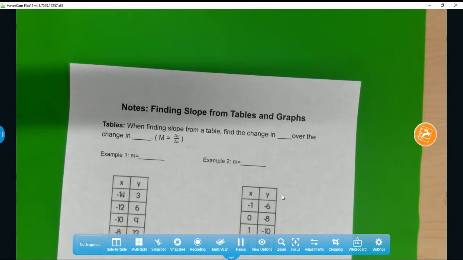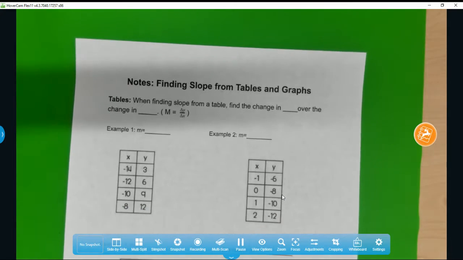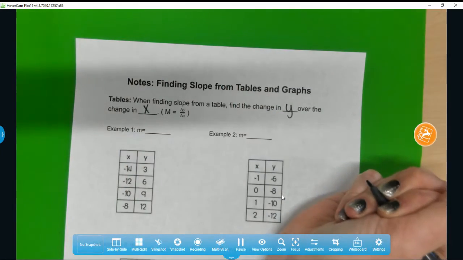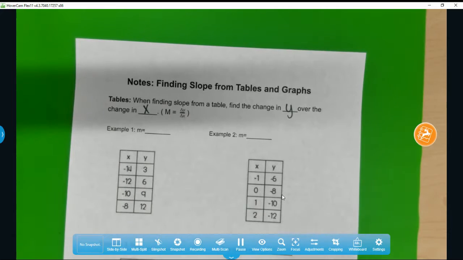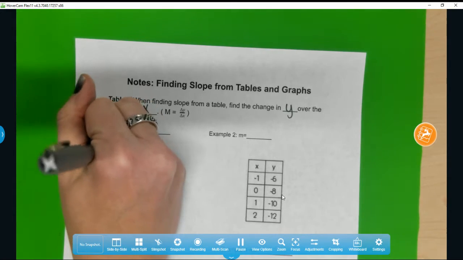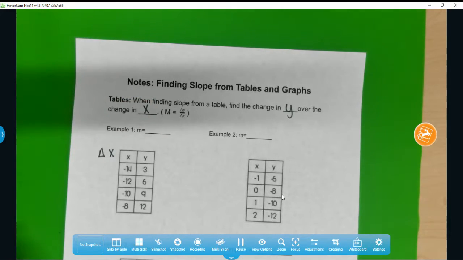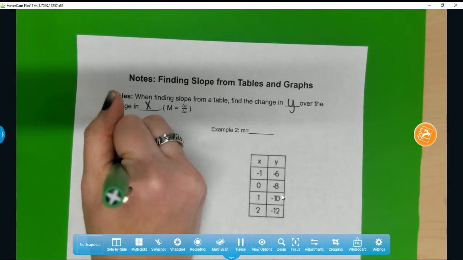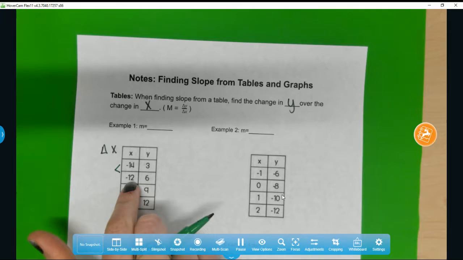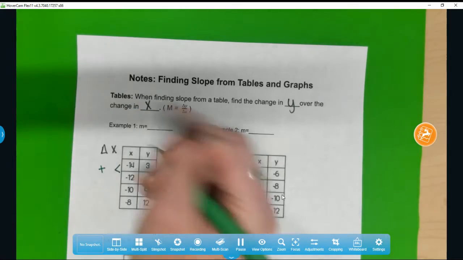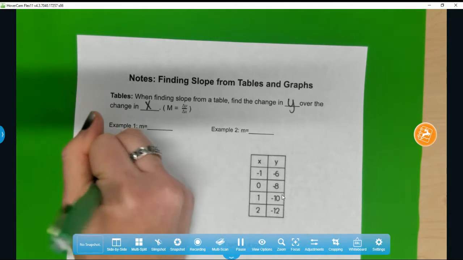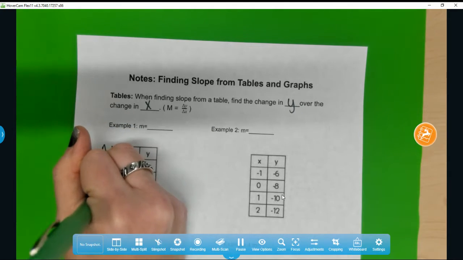From a table, you're going to find the change in y over the change in x. Okay, so remember the little triangle means change. So what that looks like: first, we're going to find the change in x. So basically, you're just looking at the table and finding a pattern. So from negative 14 to negative 12, we added 2. Same thing here, and same thing here.